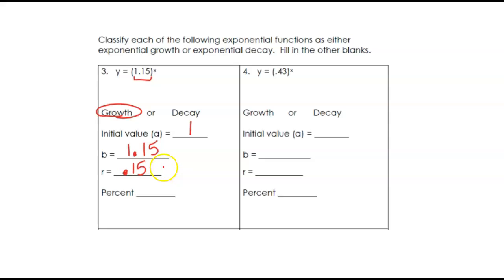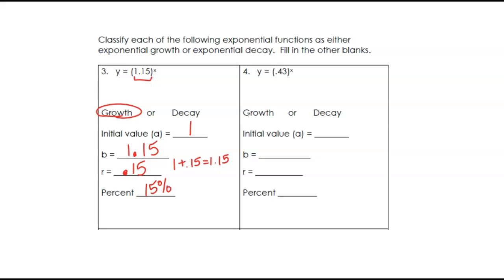Because it increases by 15. Yeah, like 0.15. Okay. And then the percent. I need the percent from a volunteer. Yes, ma'am. 15%. Because the percent is 15%, because you move the decimal twice to the right.